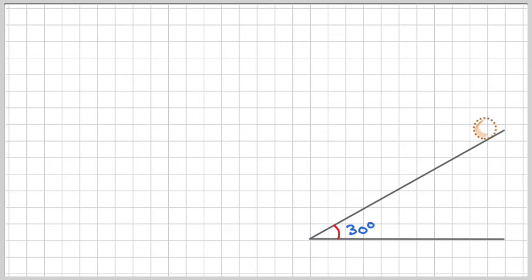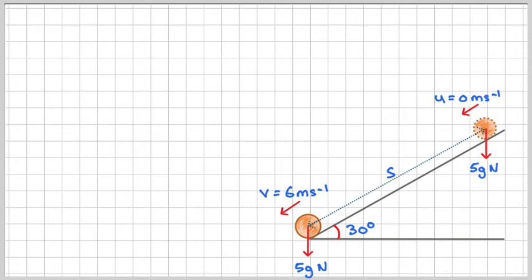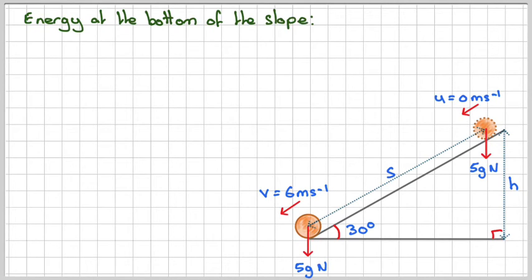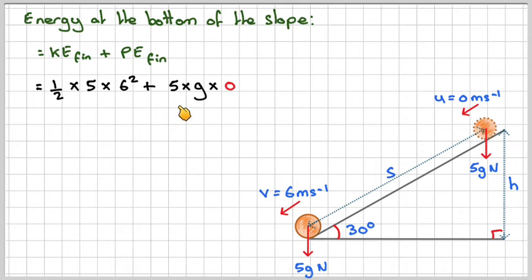Right, if we just draw out the diagram again, we can now have a look at the energy at the bottom of the slope, which is here. That will be the final kinetic energy plus the final potential energy. It's now travelling at 6 meters per second when it hits the bottom of the slope, so it's going to be a half times 5 times 6 squared. But the potential energy will be nothing because there'll be no vertical height, so it'll just be nothing from this. So 6 squared is 36 times 5, and then divided by 2 will give me 90 joules.